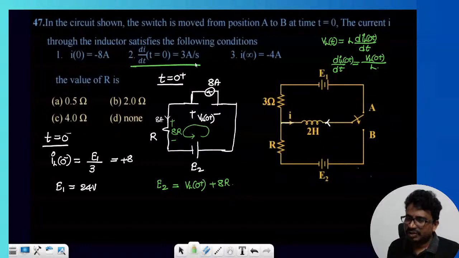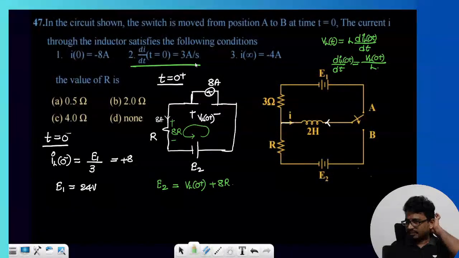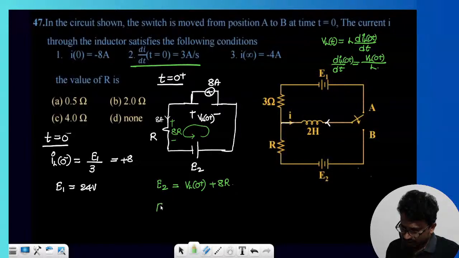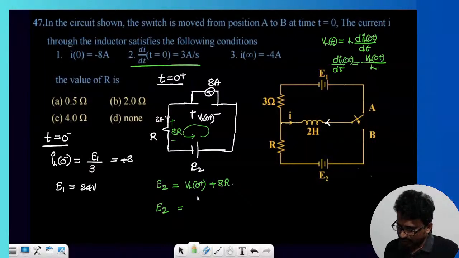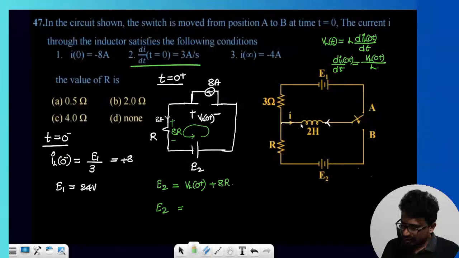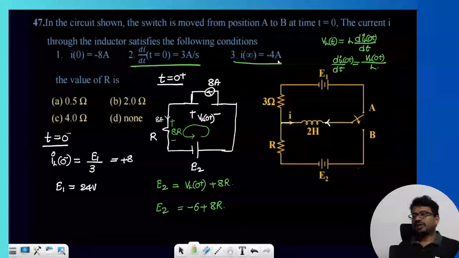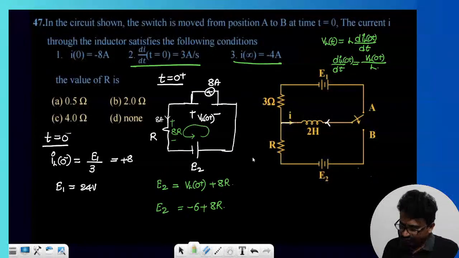They have given this value, how much, you can see, 3 is given. This value is given as 3. So that means from this what we can write here, this is E2. It should be equal to VL of 0 plus, so this is into L. Inductance value 2 is given. So here in this direction we need to have a current, but it is in the opposite direction now. So that's why we write minus. So this is minus 6 plus 8R. And another thing is given, I of infinity. So I of infinity is how much, you tell me?